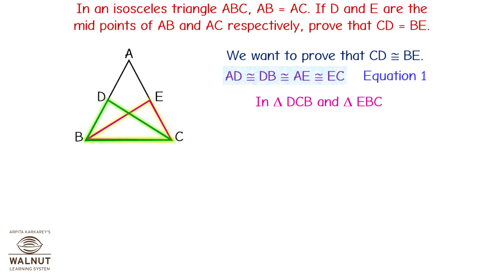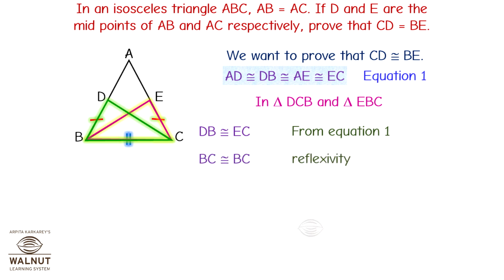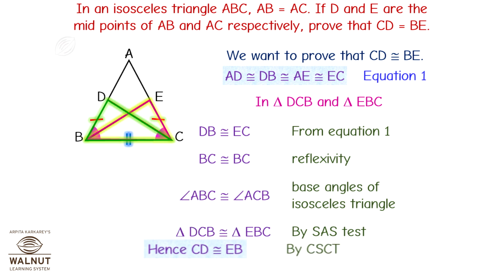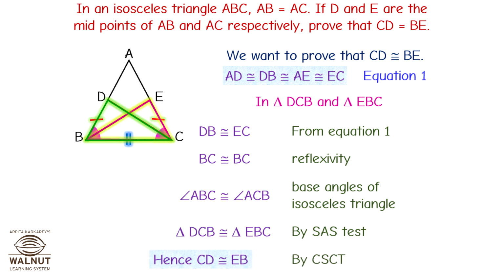In triangle DCB and triangle EBC, DB is congruent to EC from equation 1. BC is congruent to BC, reflexivity. Angle ABC is congruent to angle ACB as these are the base angles of isosceles triangle. Therefore, triangle DCB is congruent to triangle EBC by SAS test. Hence, CD is congruent to EB. Corresponding sides of congruent triangles, written as CSCT.